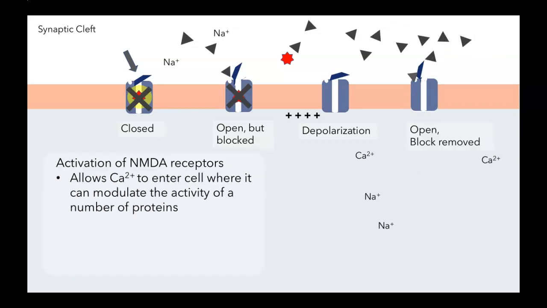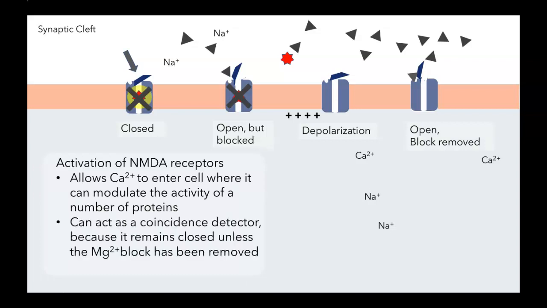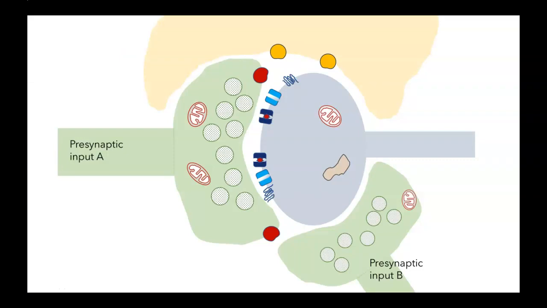Activation of NMDA receptors can allow calcium to enter the cell, where it can modulate the activity of a number of different proteins. It can act as a coincidence detector because this channel will remain closed unless the magnesium block has been removed. Let me show you what I mean by that by returning to the synapse. Here I've got a postsynaptic cell that's getting input from two glutaminergic synapses. If there's an action potential in presynaptic input 1 and it arrives, it will release glutamate, and then those ionotropic receptors can open up and sodium can enter the cell. But there won't be any influx through the NMDA receptors because the cell hasn't removed the magnesium block.